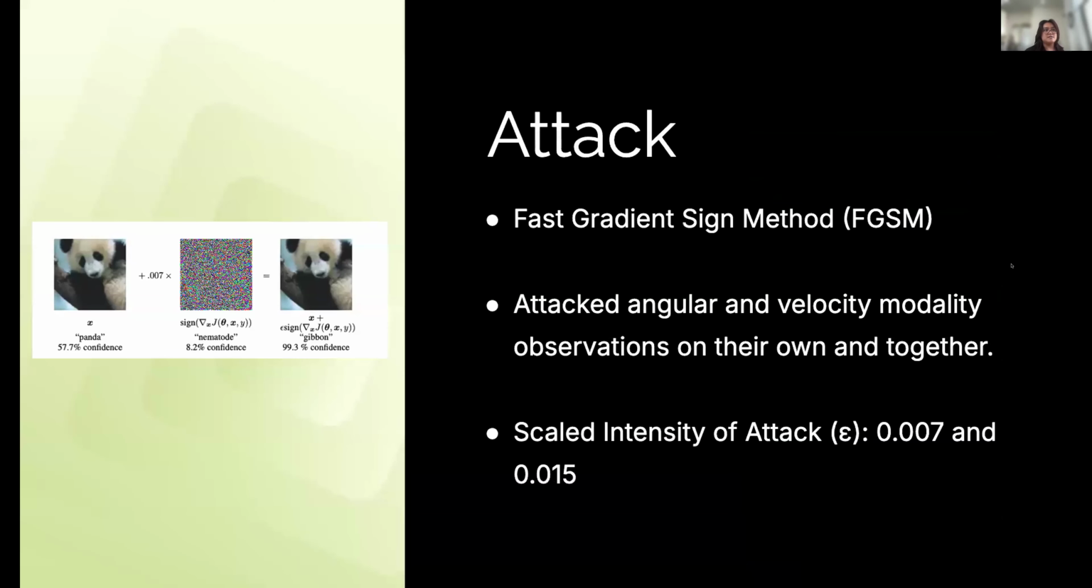To attack our model, we use the fast gradient sign method, also known as FGSM. We use this to attack the observation space that I described before, and we attacked different combinations to observe the unimodal attacks versus multimodal attacks. And then another thing we wanted to look into was the effect of scaling the attack intensity. So we looked at two different levels of attack intensity, 0.007 and 0.015.